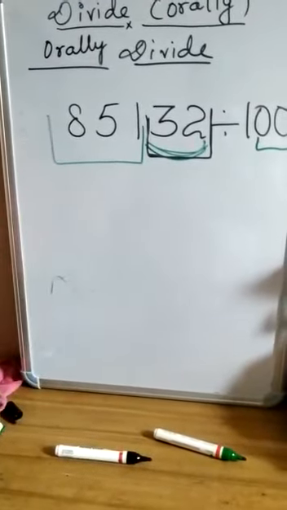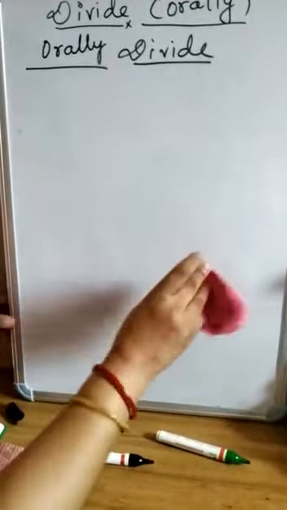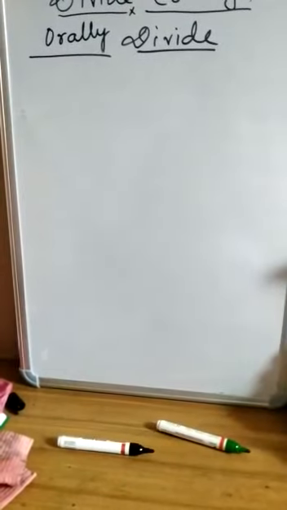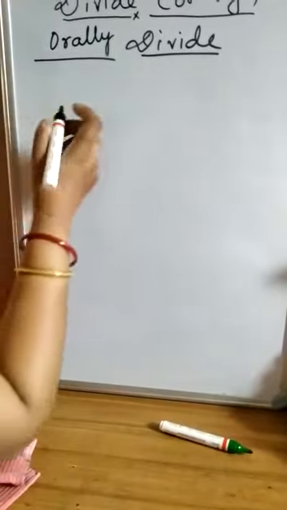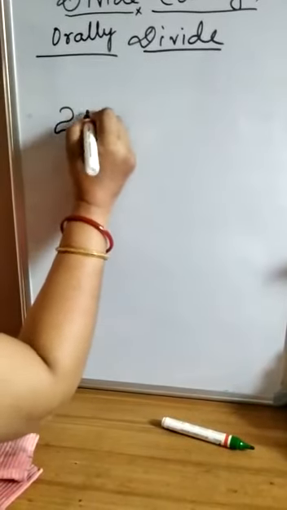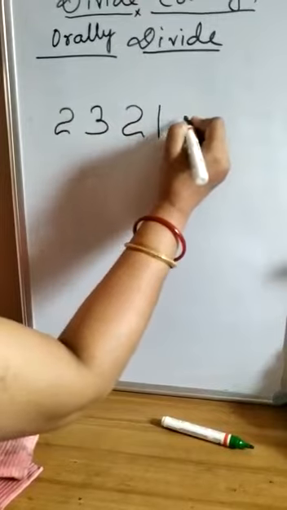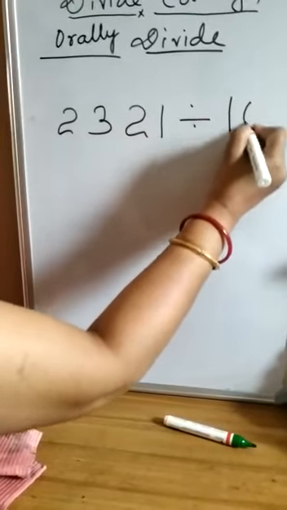Now again I am taking another example. So here, see, 2321 divided by 100.